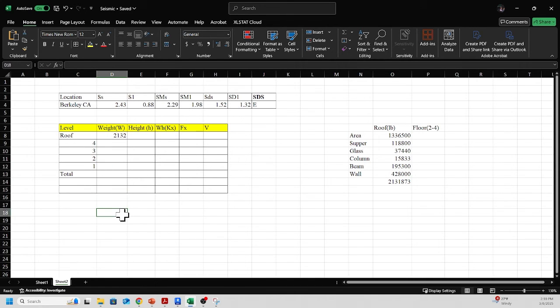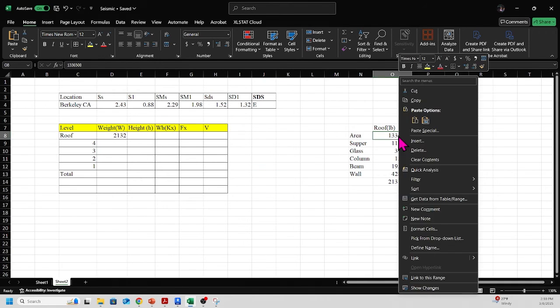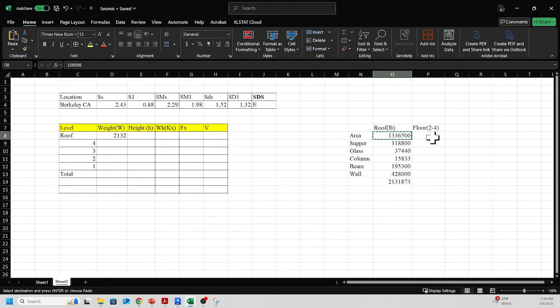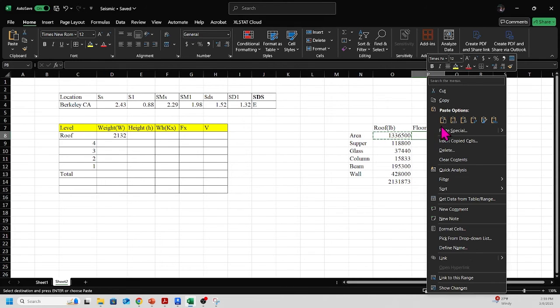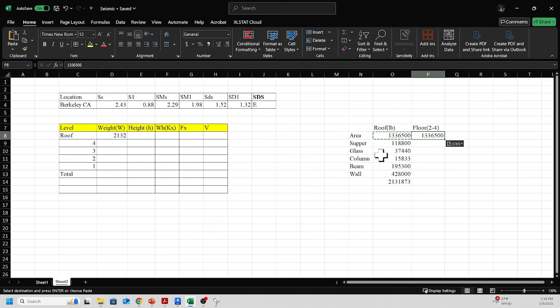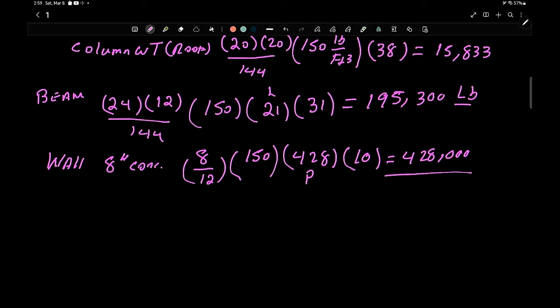Let's do the typical from the second to the fourth floor. This number is going to stay the same. Each floor is going to have the same amount of concrete. Superimposed load is different, so let's go ahead and calculate that. It said there was 30 for each floor and 10 for the roof. So now we're going to come back for the superimposed load.